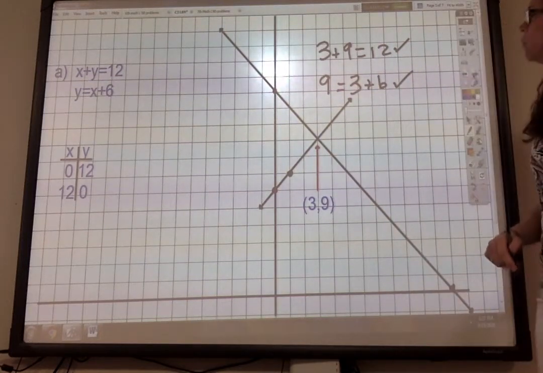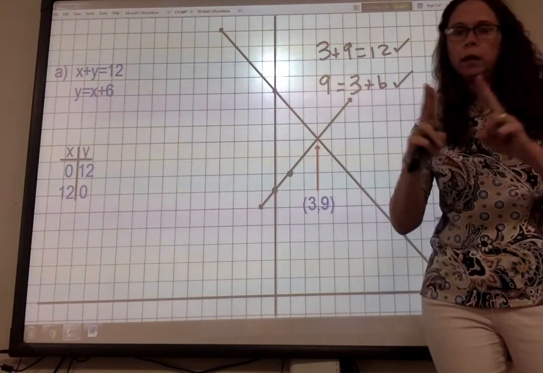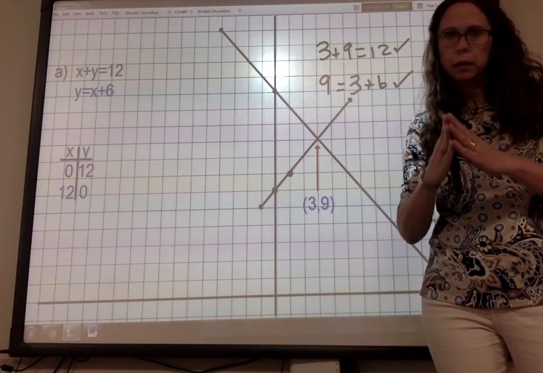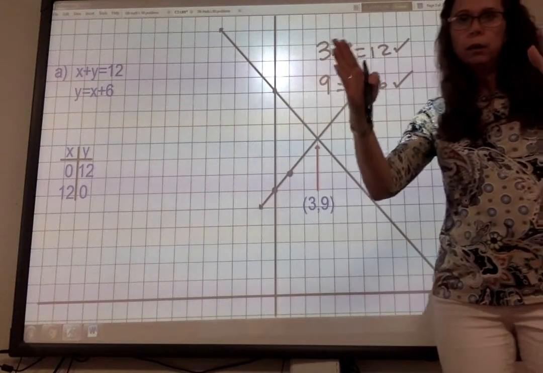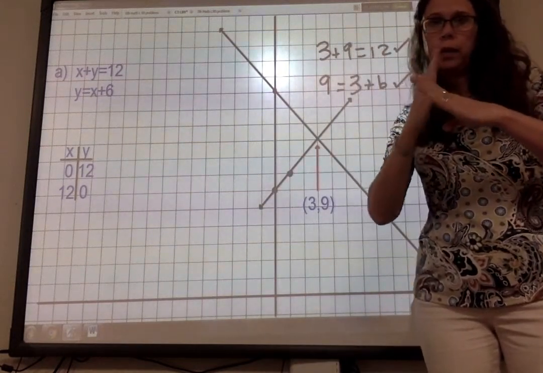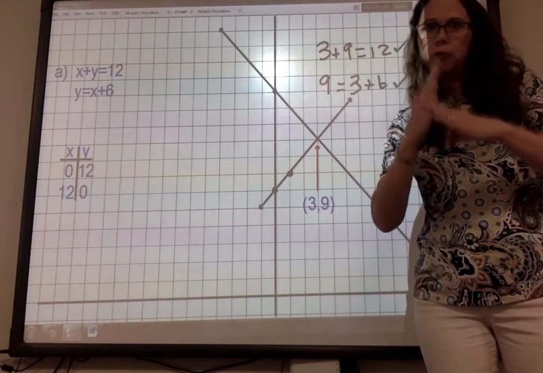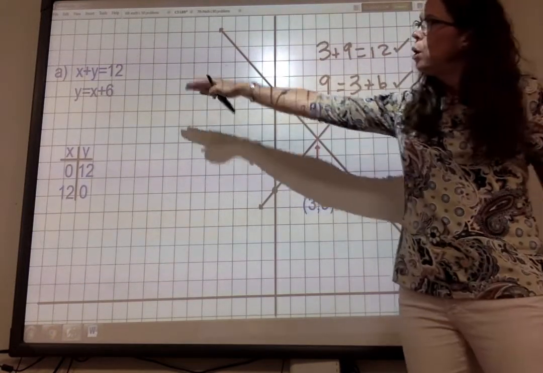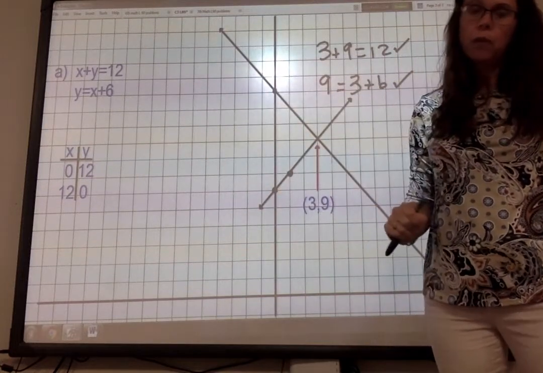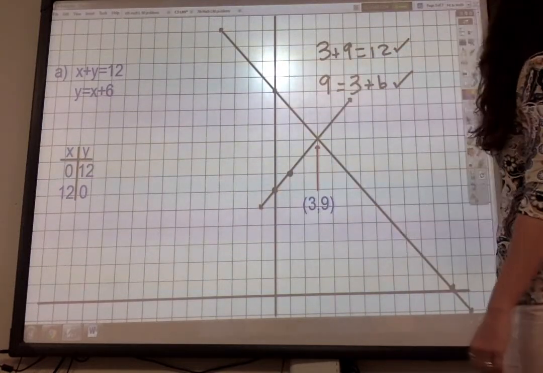So we are finding the one xy set that is true for both equations by graphing the lines and seeing where they intersect. And that value for x and that value for y is where it is true for both equations. So we would call that the solution to the system.